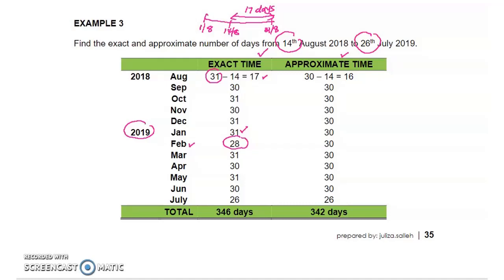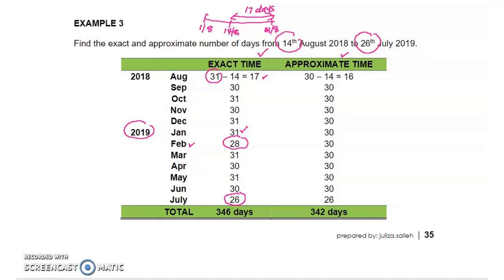Okay, July, why do we stop at 26? Because the end date is 26. So don't put 31 here. Yes, July has 31 days, but here it is 26 because of the given dates, the end date is up to 26 July only. So that's why we put 26 instead of 31.